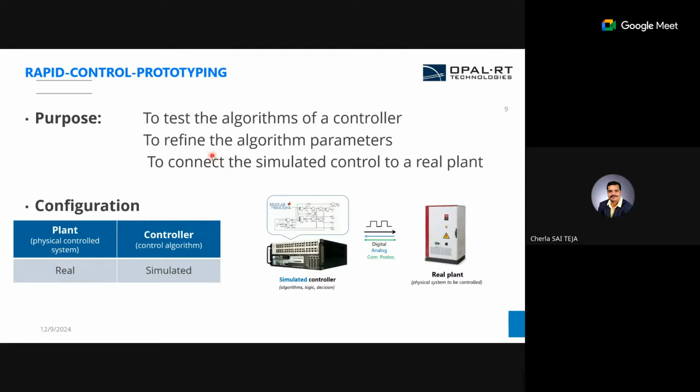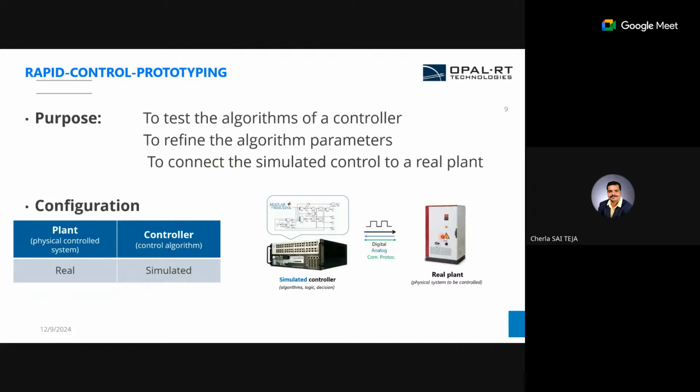So coming to rapid control prototyping, as the name suggests, we'll be testing the algorithms of the controller. Here we'll have the controller simulated and connected to a physical plant. In this way, one can refine the algorithm and its parameters. We can do the open loop testing here. We'll be running the controller and we'll send the gate impulses to the real plant.